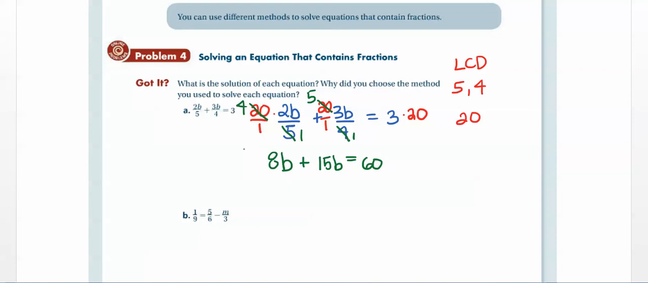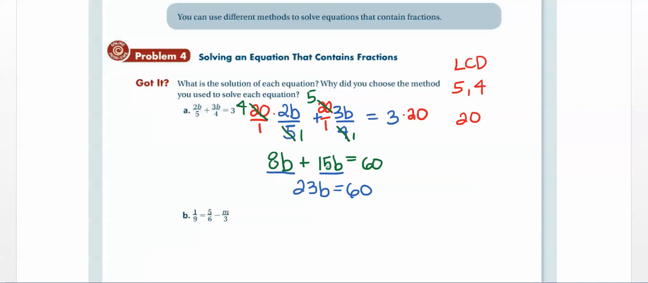This is great. So now you're going to go back to the steps that I gave you in class, right? First step is distribute. Don't need to distribute here. Second step is combine like terms on each side. I do need to do that. What I see here is I have 8b and 15b. They both have a b, so they're like terms. Combine them, that gives me 23b equals 60. Now I'm going to undo what's happening to the variable.